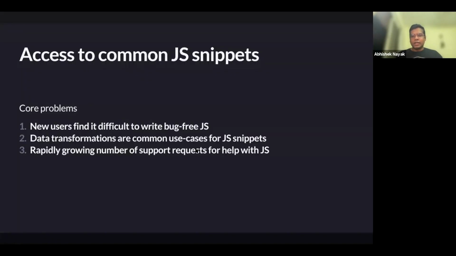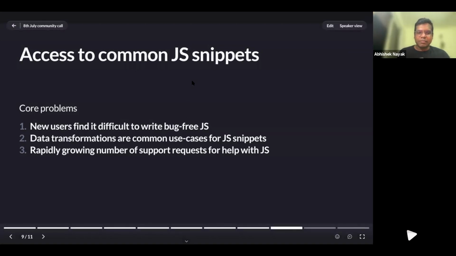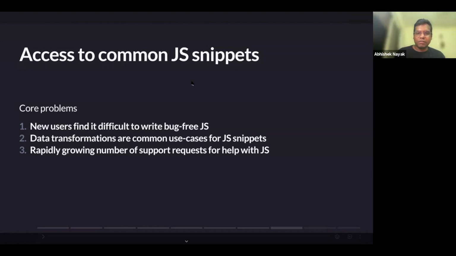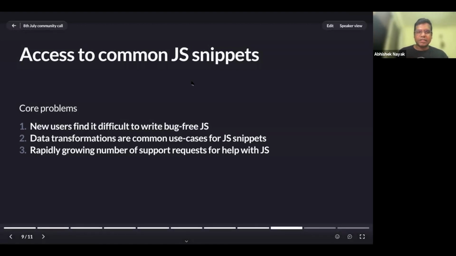Moving on to the next problem. This is another problem that shows up very often on our Discord. Users often request common JS snippets that they can use to either transform data or to do a certain action, like maybe if-else conditioning for visibility of a widget. So we often get these requests, and we decided to solve this using JS snippets.